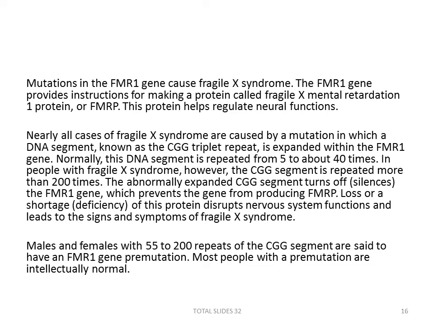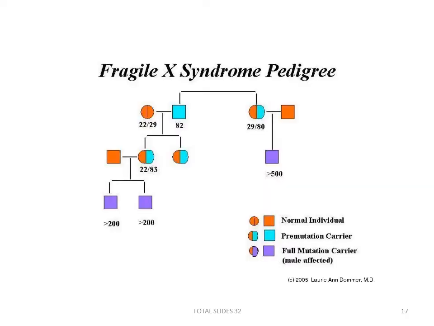Males and females with 50 to 200 repeats of the CGG segment are said to have a pre-mutation. After 200 repeats they enter the full mutation stage. This process is dynamic throughout generations, so with each generation the females will be affected more and more.